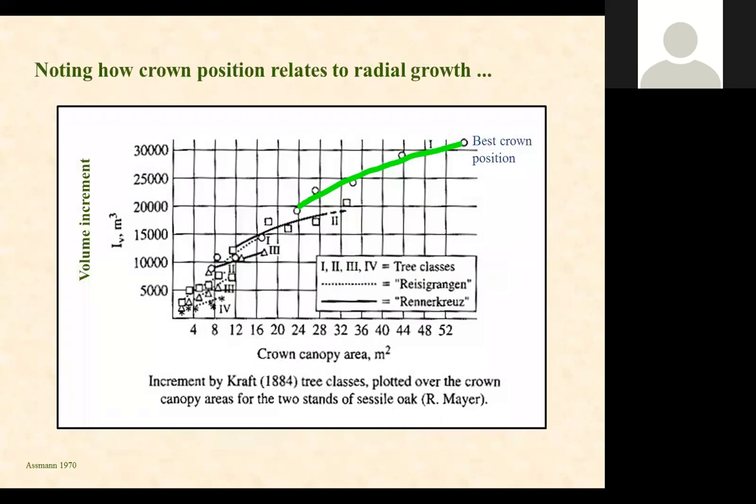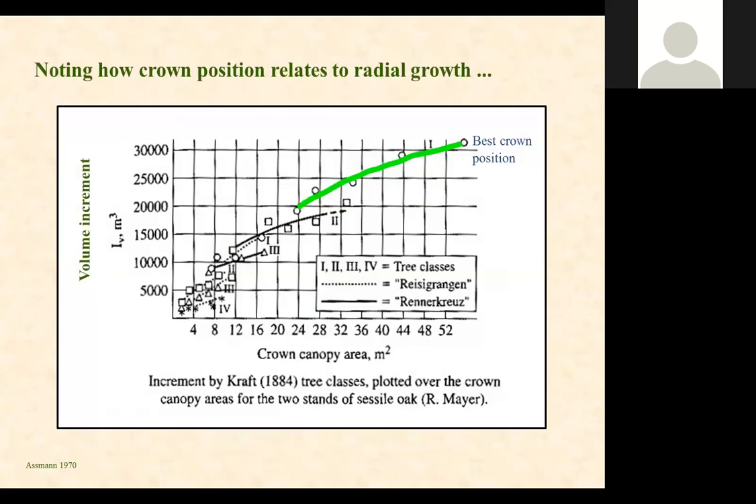Assmann, in another part of his book, presents this diagram. The vertical axis is volume increment in cubic meters per tree, and the horizontal axis is the crown canopy area of the tree, the size of the crown in square meters. So he's representing different crown classes. Now the Kraft system uses six, four of them, one through four, and then these two that are listed with names that I can't translate, but that's okay.